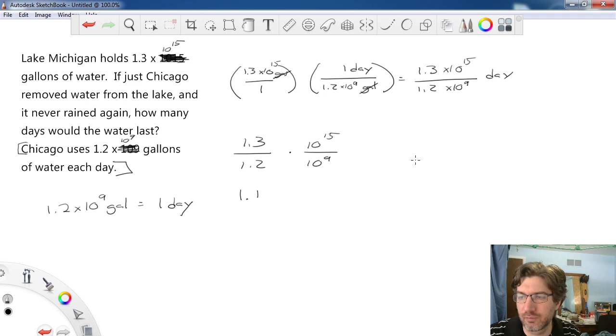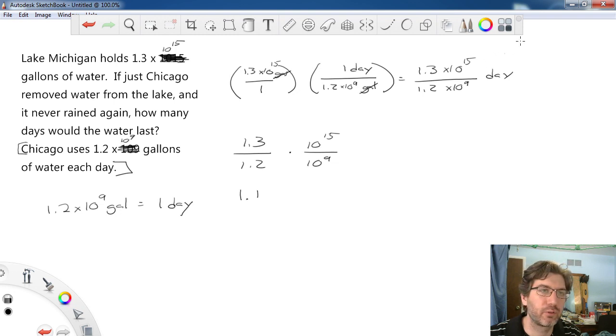It'd be easier if I did 13 to the 15th. No. I want things in base 10. And I don't even think those are equal. 13 to the 15th is equal to... No, they're not even equal. This does not equal 13 to the 15th. Those are two different numbers.